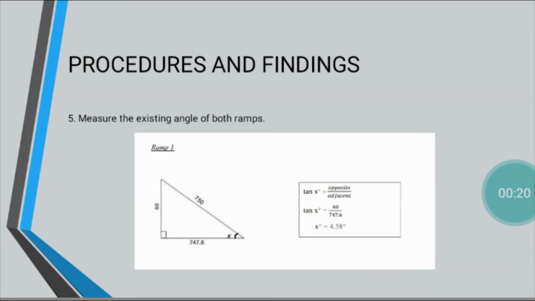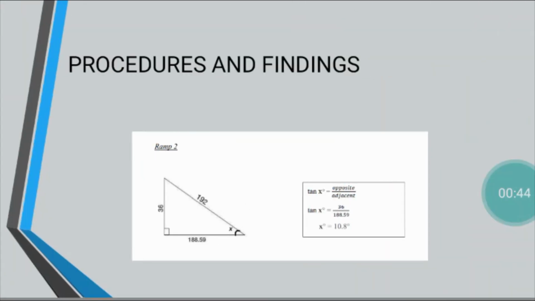Measure the existing angle of both ramps. Firstly, tan x equals opposite over adjacent, and then the value of opposite is 60 and the adjacent is 747.6. We divide and then press shift tan, insert the answer, then we get the final answer of 4.58 degrees. For the second ramp, same method, tan x equals opposite over adjacent. The opposite is 36 and adjacent is 188.59. Divide, press shift tan, insert the answer, and then we get the final answer of 10.8 degrees.